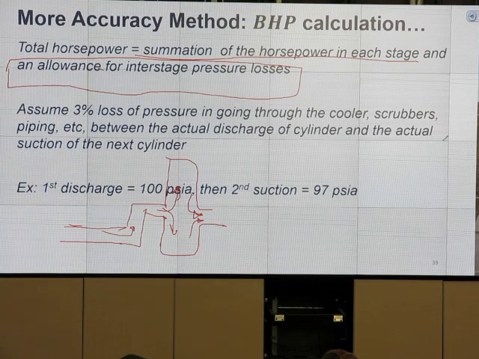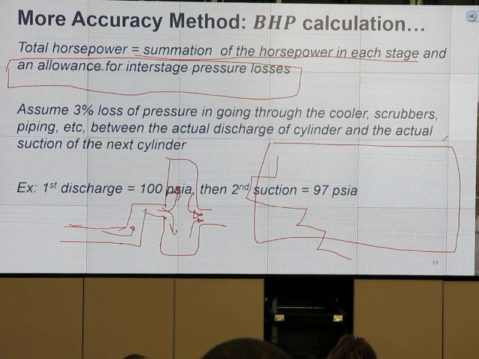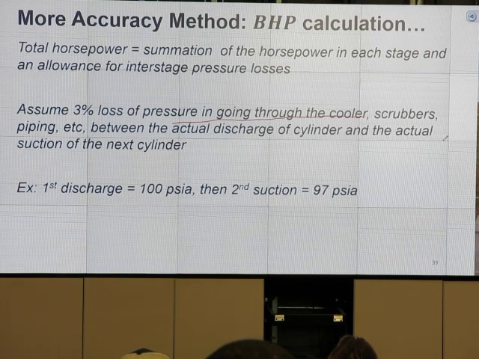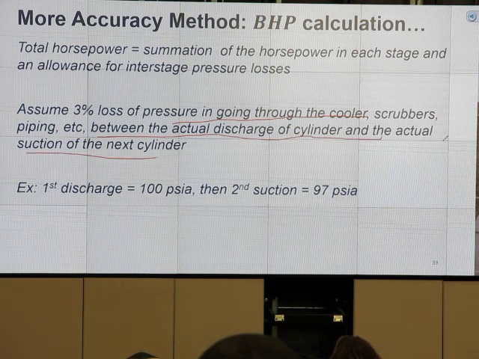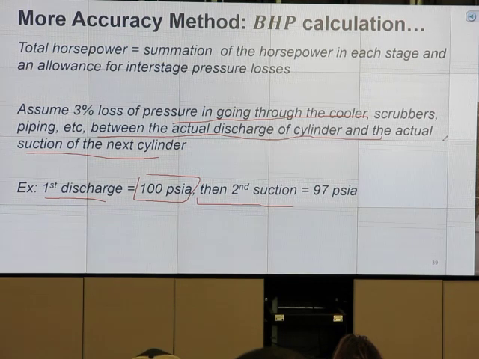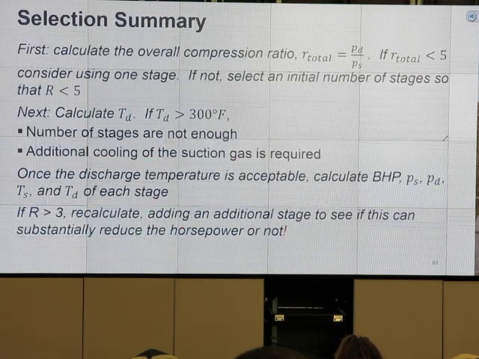And look at the aerial cooler that we have in the back. It's very big, right? So it has some distance to go, and it has elbows, bends or something. There's going to be some pressure drop. We approximate it to be 3%. 3% loss of going through cooler, scrubber, piping, everything between the actual discharge of the cylinder and the actual suction of the next stage. For example, first discharge equals 100 psi, but when it reaches the second suction, the pressure drops to 97 psi. Good. This is if we want to do a very accurate method.